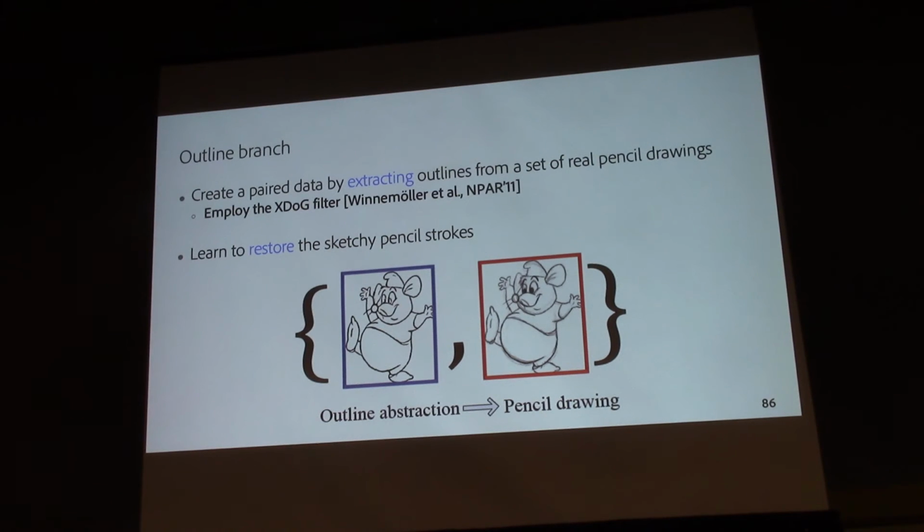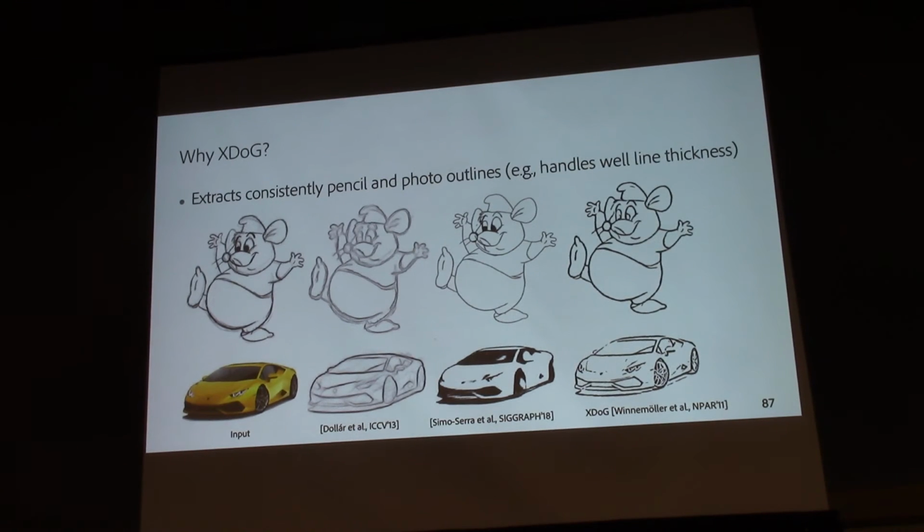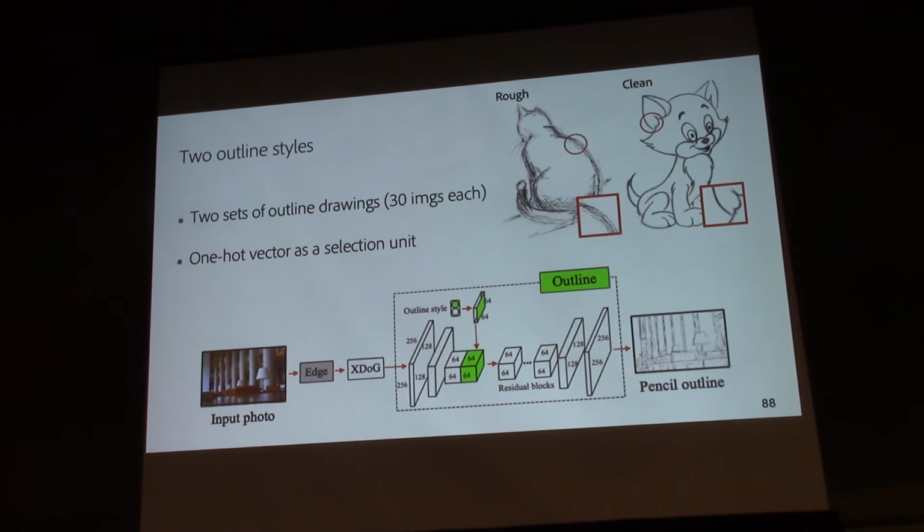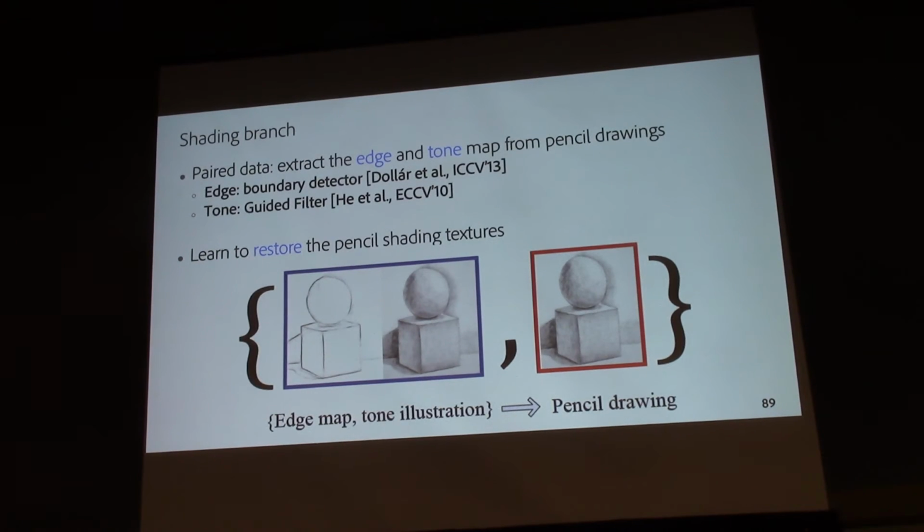So this is the way we create the paired data. This is an illustration of why we chose X-Dog on the right, because it's, as I said, consistent between images and drawings. And then we train the network with 30 such images using patches. We cropped from both images in a consistent place, and we have one hot vector to choose between rough or clean sketches. For the shading branch, we actually use two inputs.